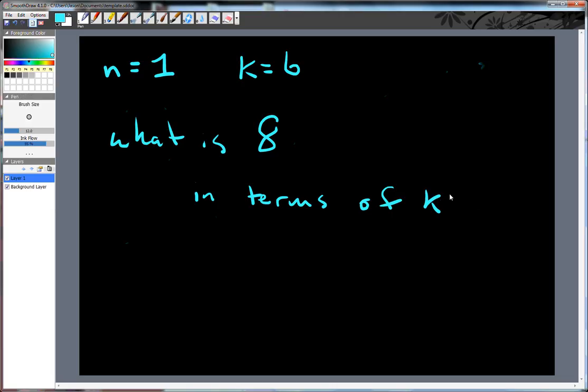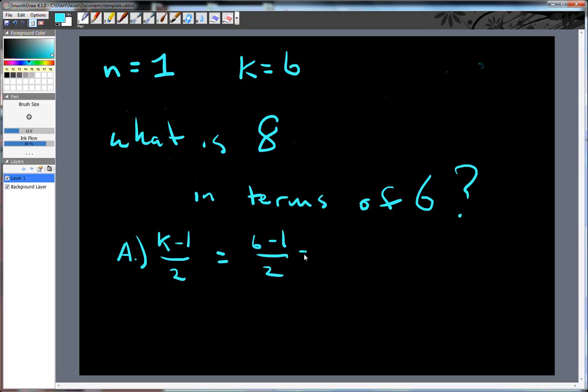And more than that, we have a value for k. Our k is 6. So the question is really asking us, what is 8 in terms of 6? Which of our choices, A, B, C, D, or E, has a value of 8, using our k, which is 6? When you plug them in, let's go through the first two. A says k minus 1 over 2. Using our k, that becomes 6 minus 1 over 2, or 5 over 2, which does not equal 8. So the answer is not A.